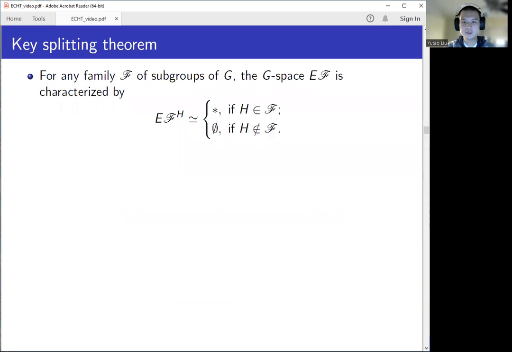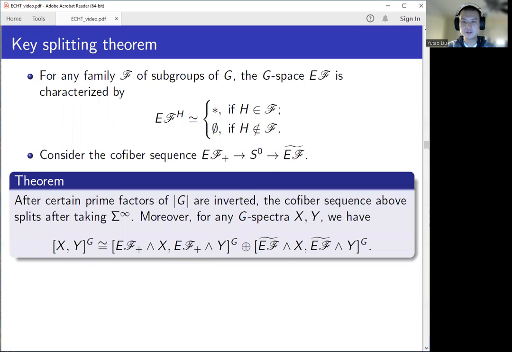The key element in our splitting method is the special class of G-spaces EF. It is characterized by its fixed point subspaces, which are either contractible or empty. We consider the natural map from EF plus to S0 and write its cofiber as tilde EF. Then, after inverting certain prime factors of the order of G, we can split the category of G-spectra into two pieces by multiplying with either EF plus or tilde EF.